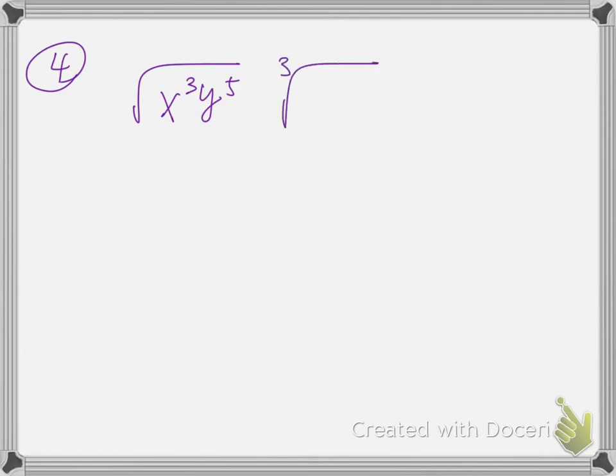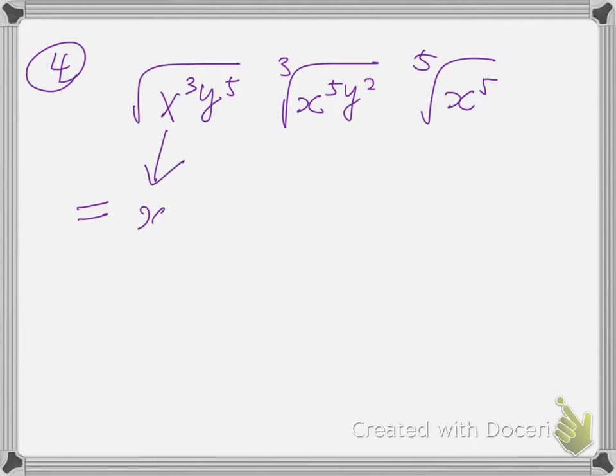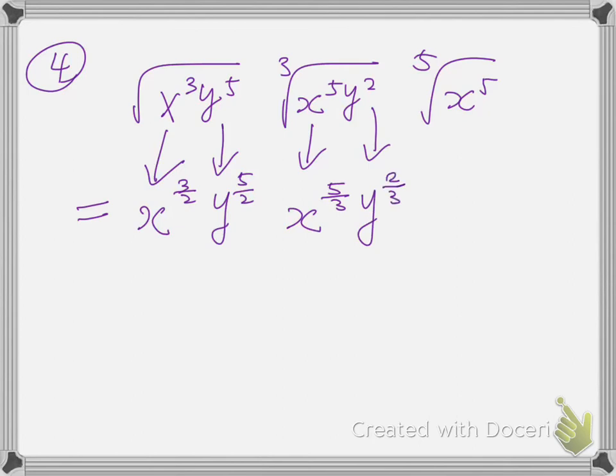So 2 more exercises. Number 4: the square root of x cubed y to the 5th, times the cube root of x to the 5th y squared, times the 5th root of x to the 5th. Again, we change them to rational powers. So this is x to the 3 over 2 because square root, and y to the 5 over 2, and then x to the 5 over 3, y to the 2 over 3, and the last one, x to the 5 over 5.